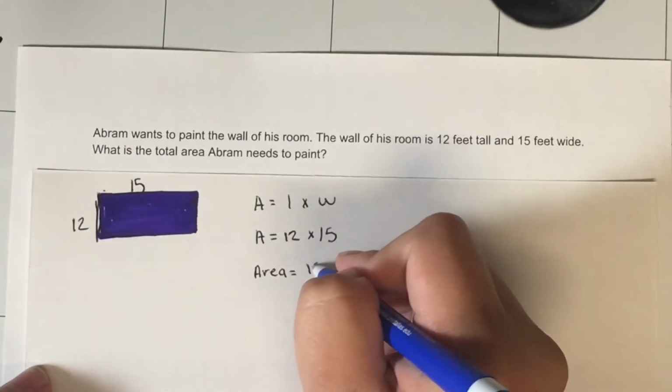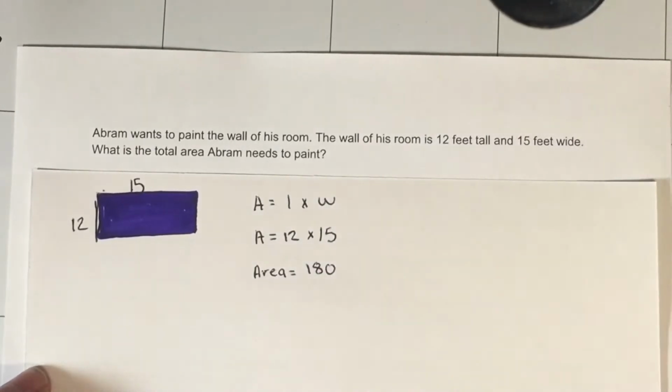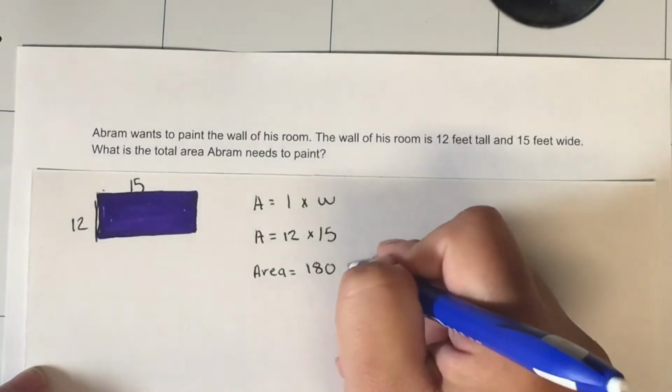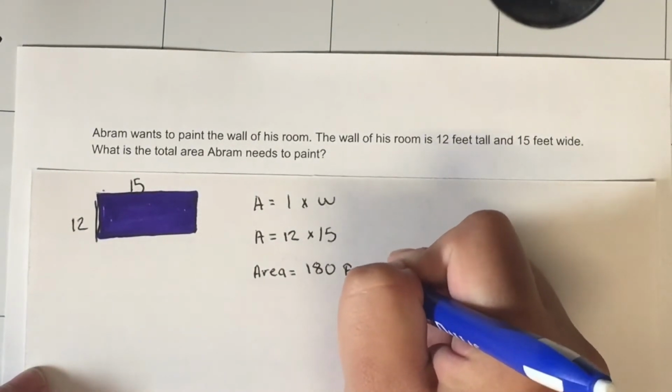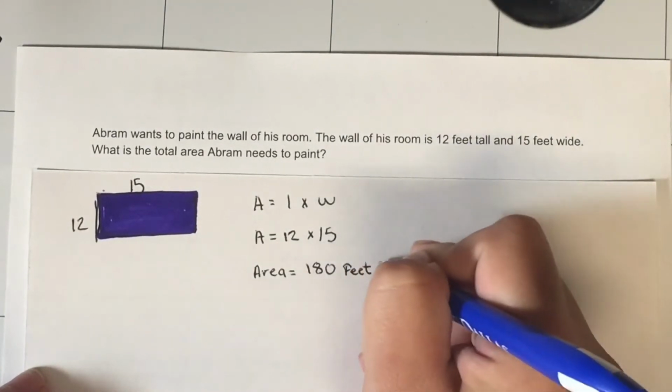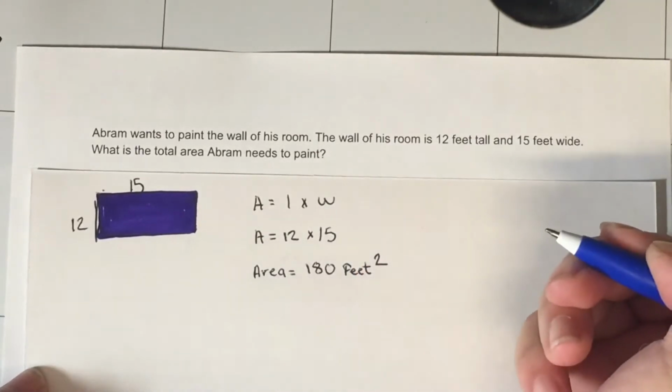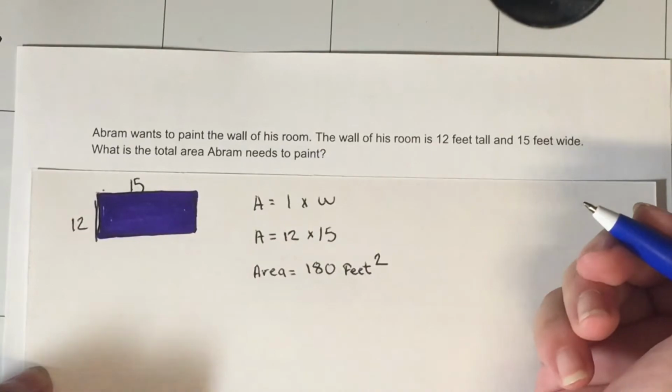180. But not just 180. Remember the measurements. It was in feet. So we can write feet, and because it's area, it's going to be in squared units. So 180 feet squared. Let's go to our next problem.